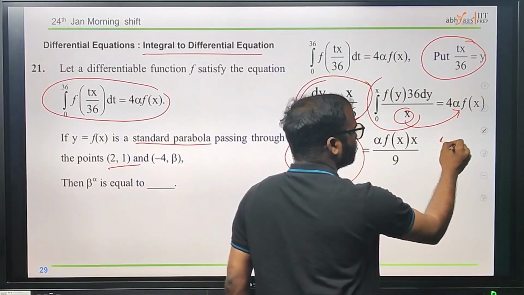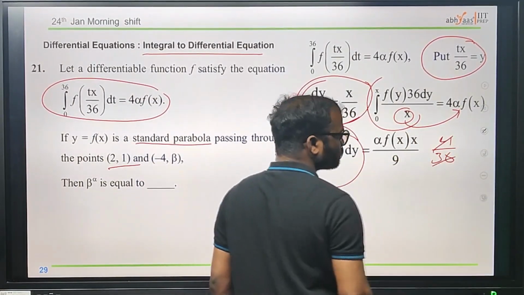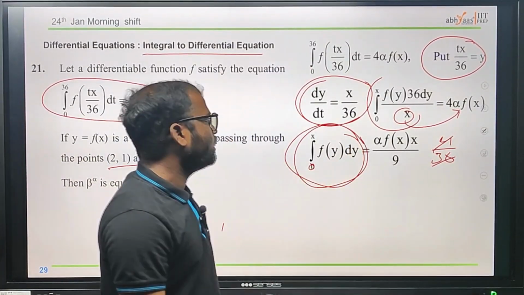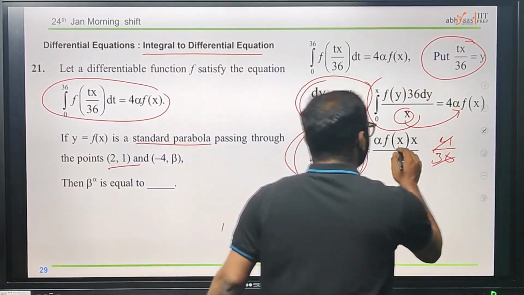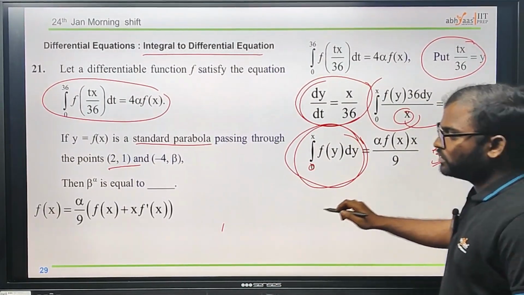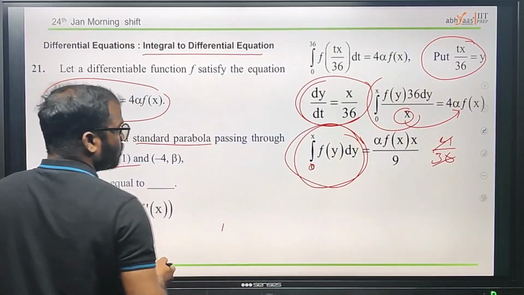How did we get this one? 4 by 36. Okay, that's how we got the 9. Therefore, in this region we got f of y into dy is equal to alpha f of x into x divided by 9. Therefore we proceed further, just differentiating on both sides.